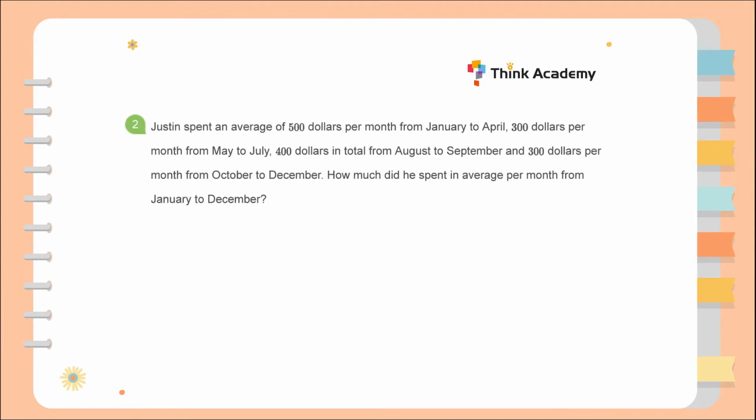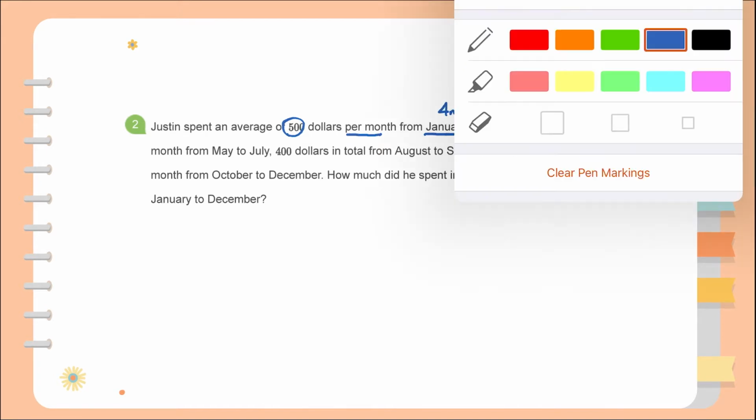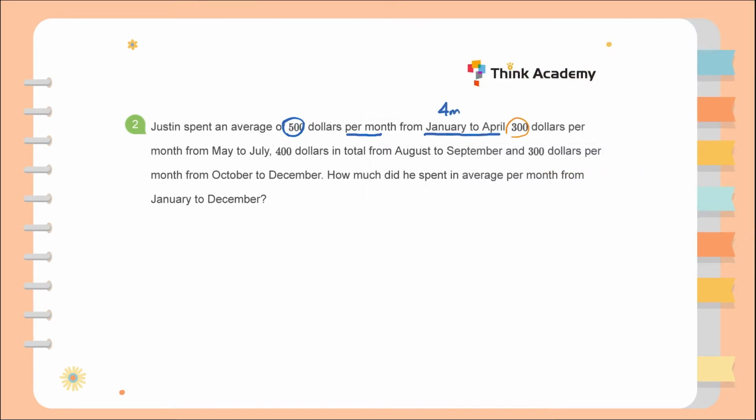Let's go on to question number 2 for the Grade 3 Challenge. Justin spent an average of $500 per month from January to April. January, February, March, April. That is 4 months. $300 per month from May to July. May, June, July. That is 3 months.